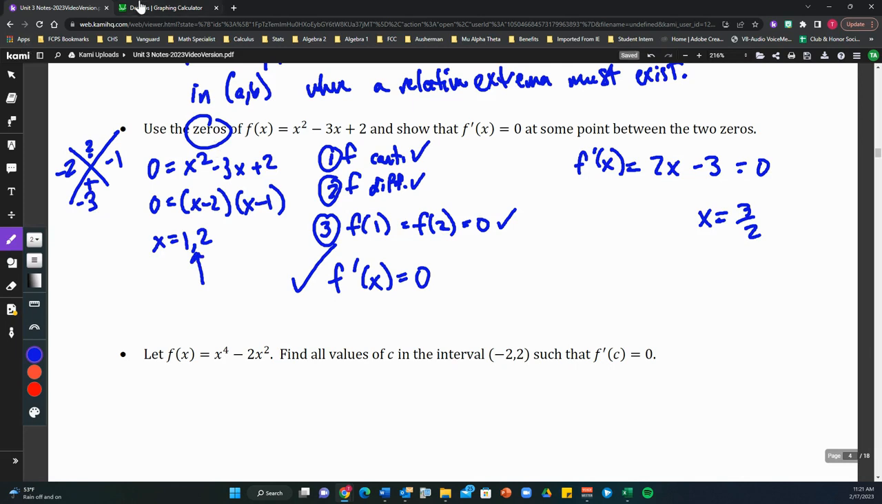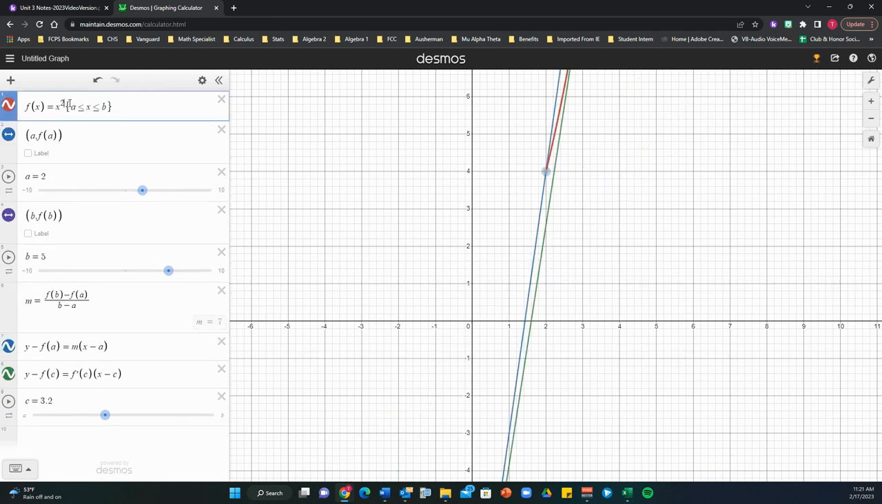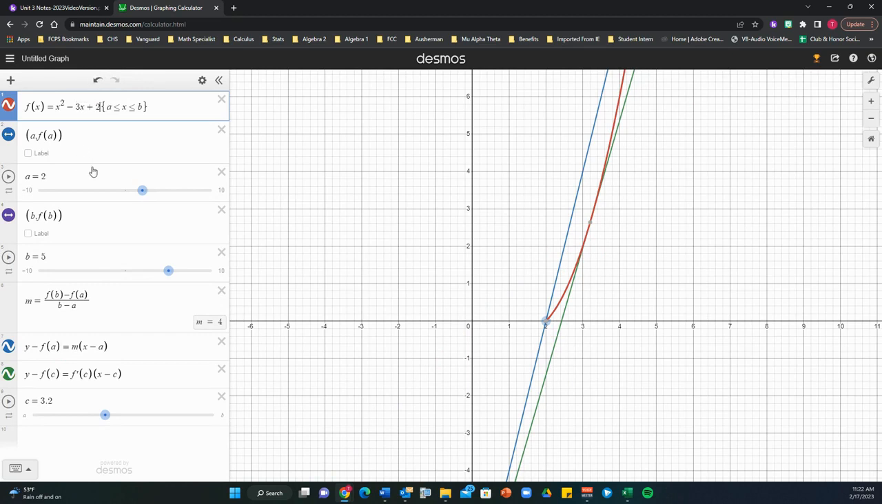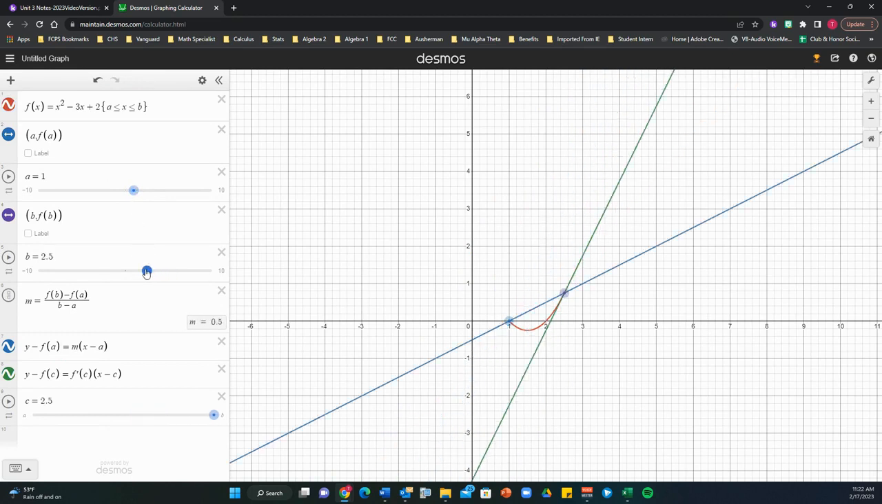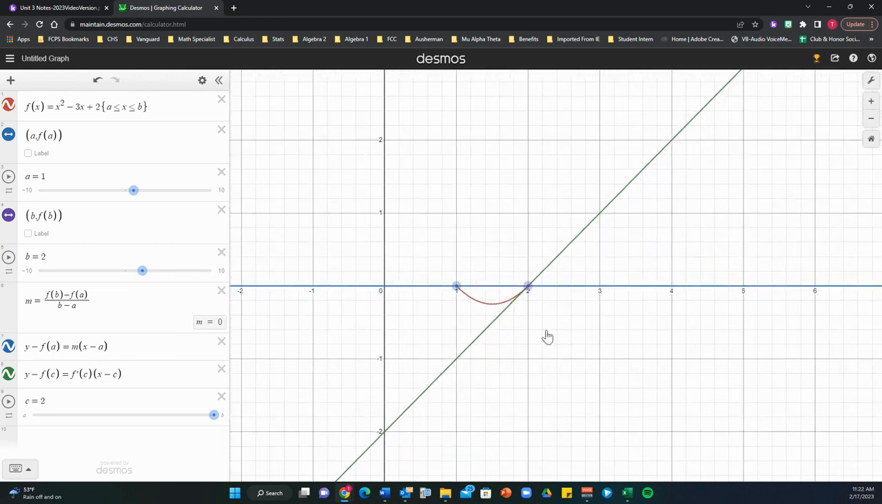So just to give you a visual representation of this, let's change this to x squared minus 3x plus 2. Whoops, plus 2. So I'm going to change my a and b values because now I know that it is 1 and 2. So there's my little interval. It's not a big portion of the graph, but again, they have the same y value. So this blue line is actually the secant line. You can see here I created the slope through those 2 points.